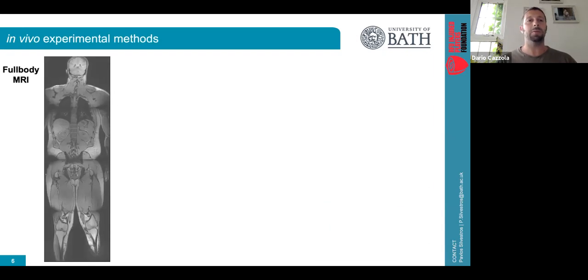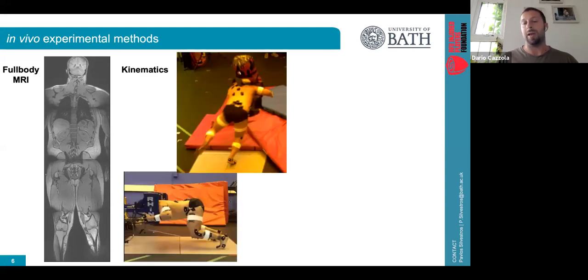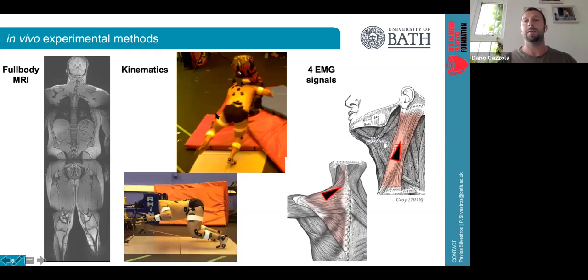The methods used included in vivo experimental methods, which included a full body MRI scan of a single semi-professional rugby player. As you saw before, we collected kinematics and kinetics during both scrummaging here and tackling. And also we collected EMG from 4 different muscle groups. 2 EMG sensors were placed close to the sternocleidomastoid, and the other 2 were placed close to the trapezius, as you see in the figures there.